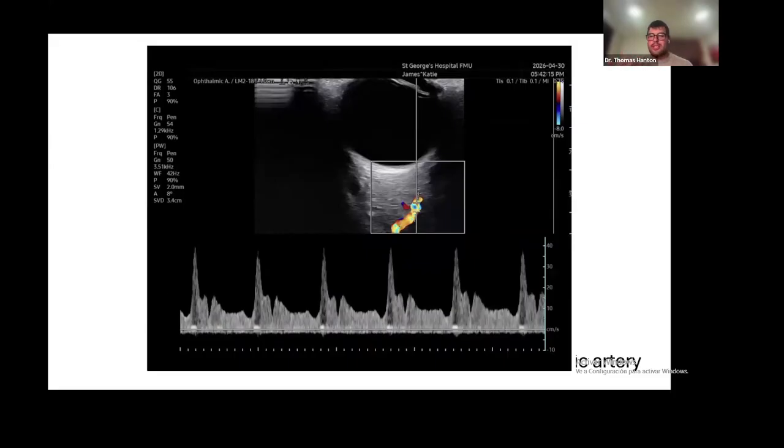Sometimes you can place the gate over what you might think is the ophthalmic artery, but it's actually a branch of the ophthalmic artery. It is very easy to do. There are a few techniques that I'll briefly touch on in a moment to make sure you've definitely got the right vessel.